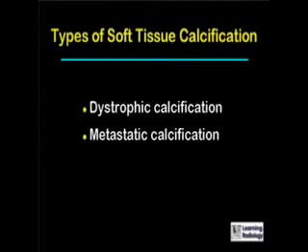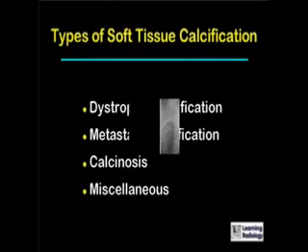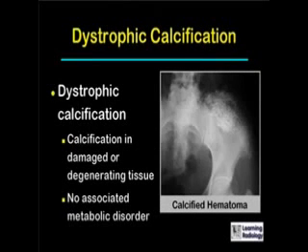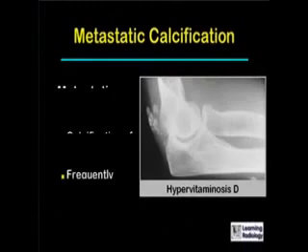Soft tissue calcifications have been divided into 4 categories: dystrophic calcification, metastatic calcification, calcinosis, and miscellaneous. Dystrophic calcifications are calcifications in previously damaged or degenerating tissue. There is usually no associated metabolic disorder. This is an example of calcification in what had been a large hematoma in the left gluteal area.